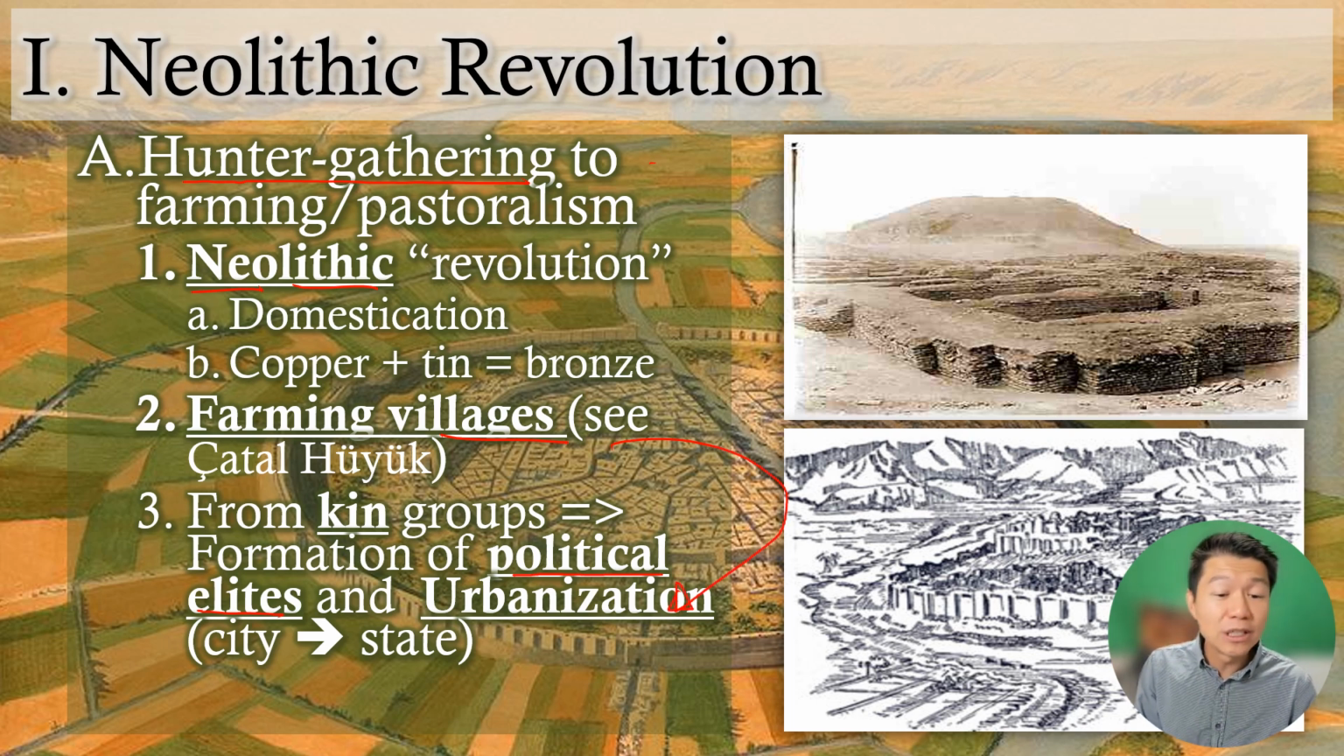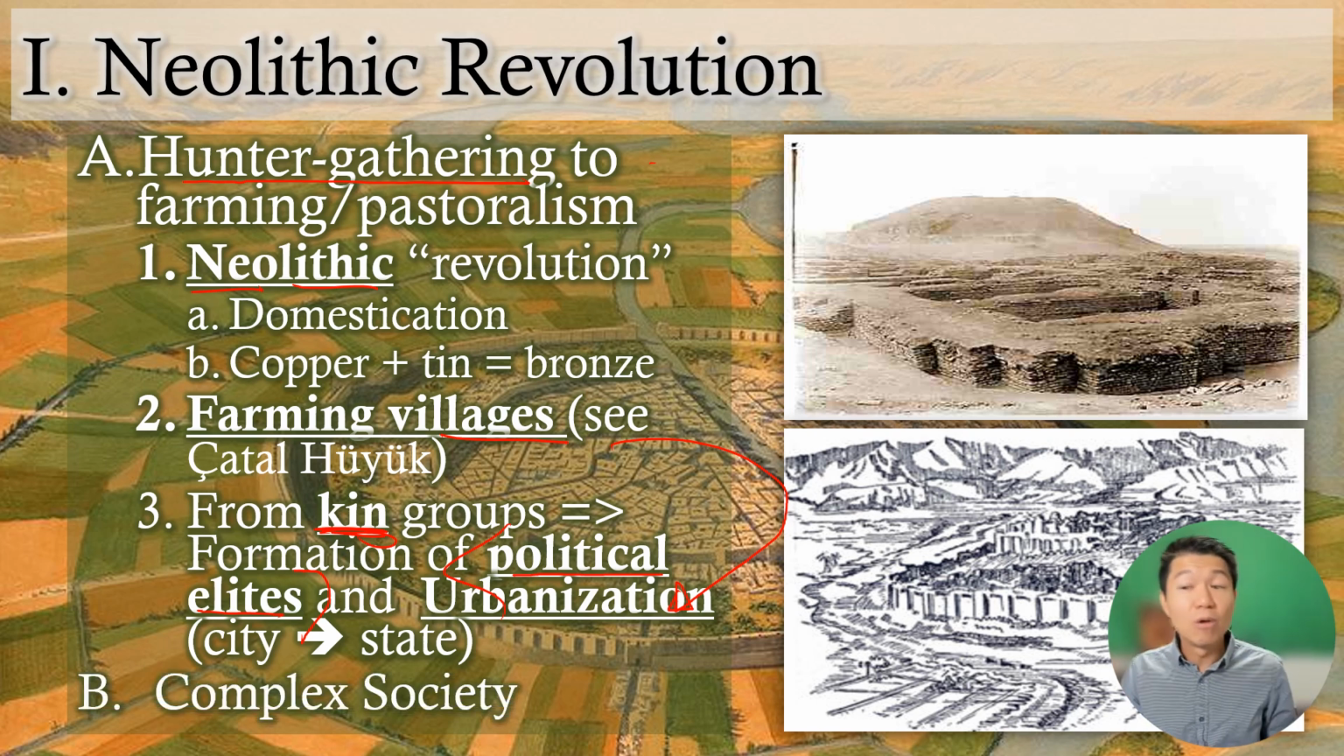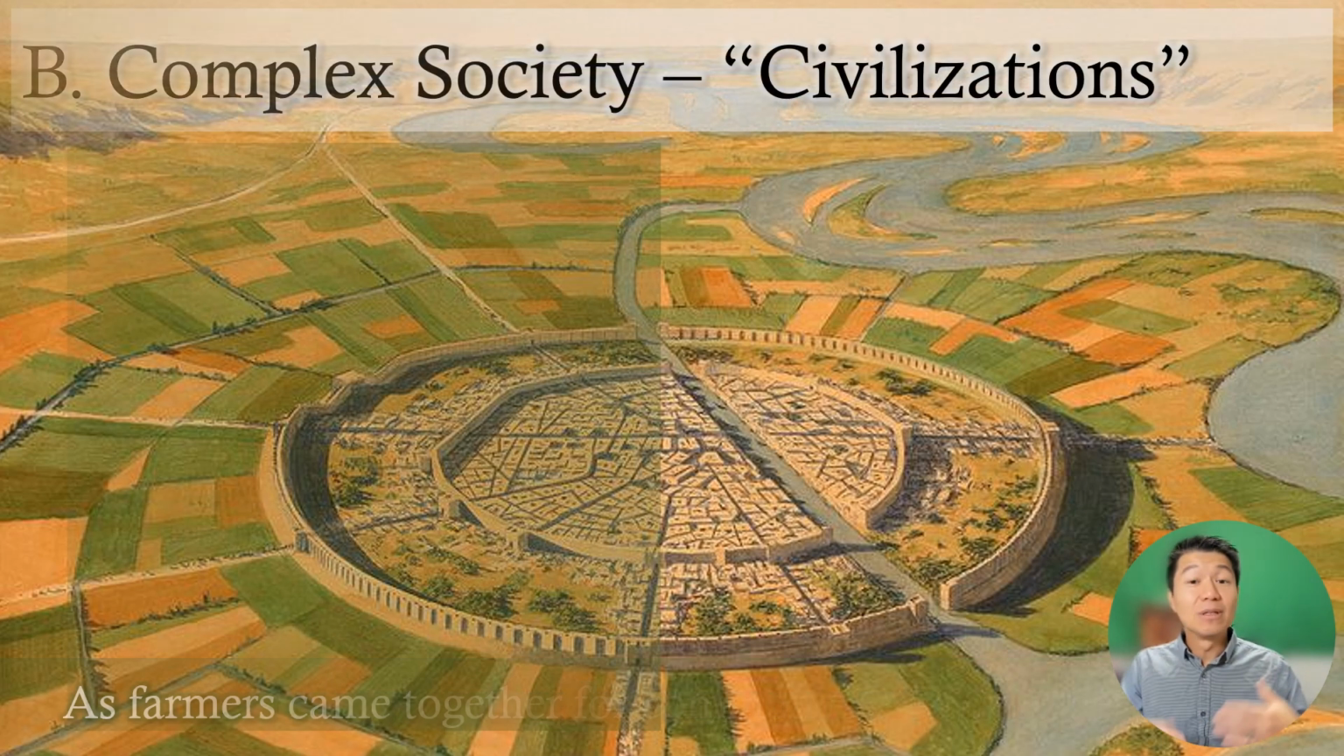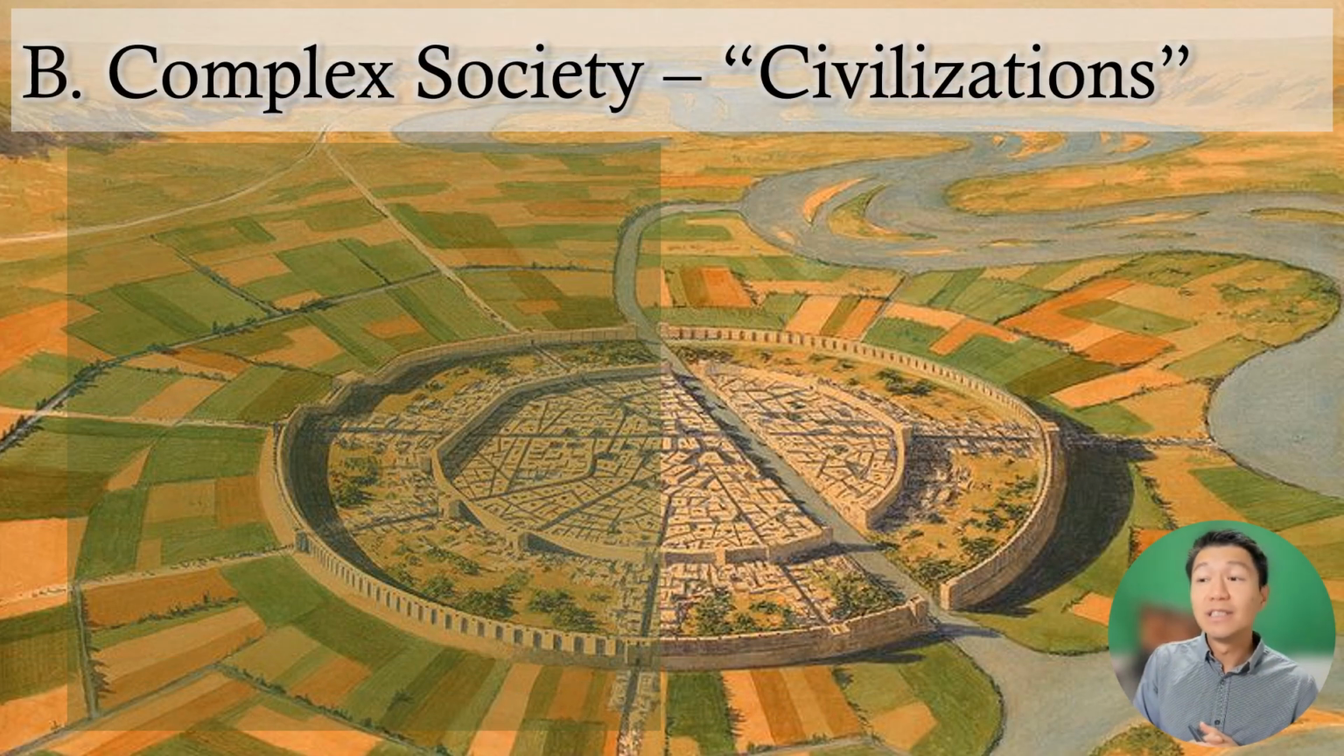But what that's also going to generate are political elites that sometimes are based off of family groups, but sometimes they're not. What we call impersonal governments. So we'll get to more of that later on here, but all of that is going to formulate what we call complex society. So as farmers gather together in order to meet common needs and common goals as a means of survival, they're going to need to organize. And that organization is going to create a budding of what many people call civilizations.